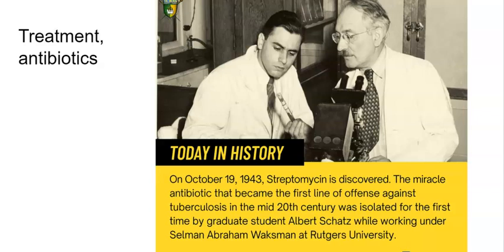While other antibiotics like penicillin were discovered in the 20s, but first brought into medical practice in the 40s, the very first drug effective against tuberculosis was streptomycin. It's really no longer used clinically for TB today, I believe, but it was formally announced October 19th of 1943. It was discovered by student Albert Schatz and Selman Abraham Waksman at Rutgers University in New Brunswick, New Jersey.